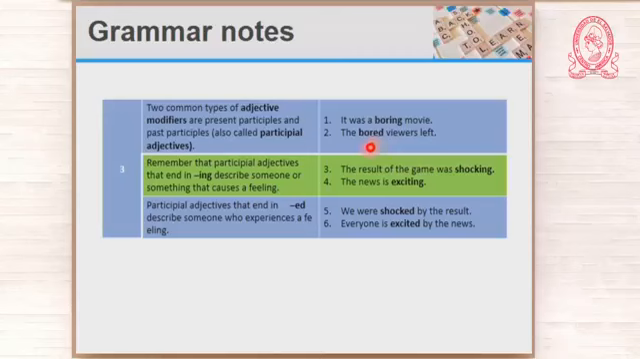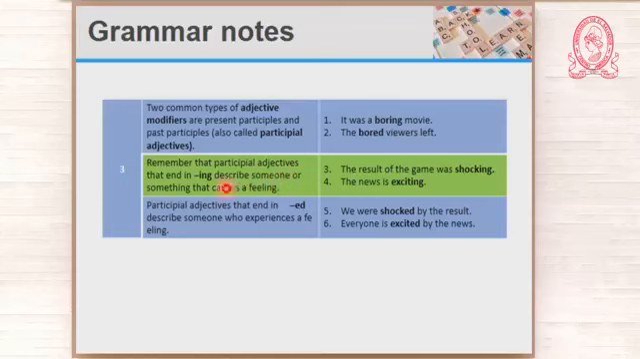Okay. If the modifier is derived from a verb and it is in the ing form, it is called a present participle, and here you have a past participle. Something for you to remember.